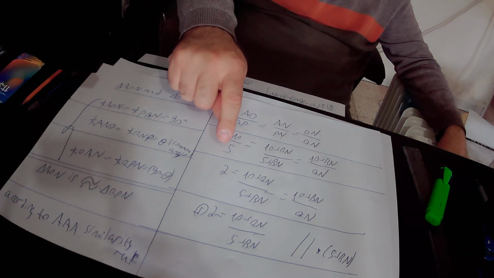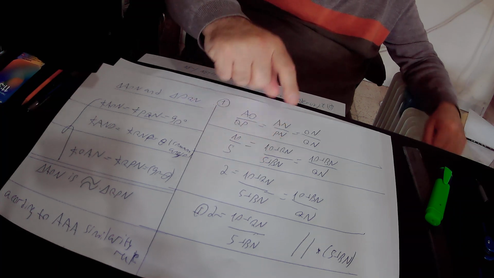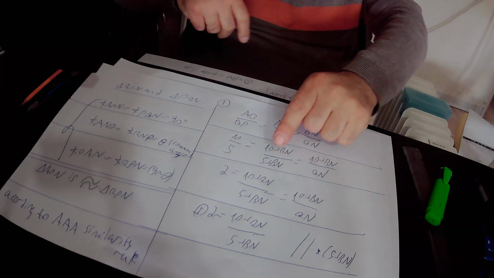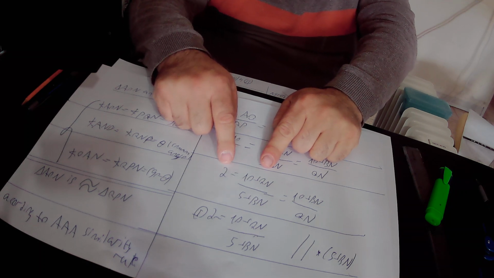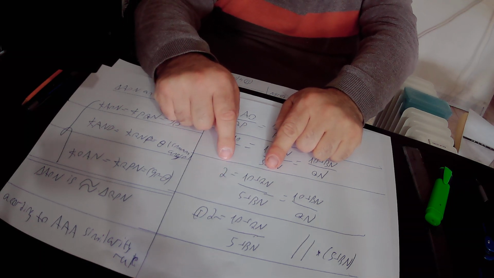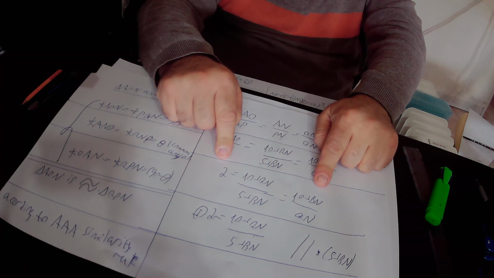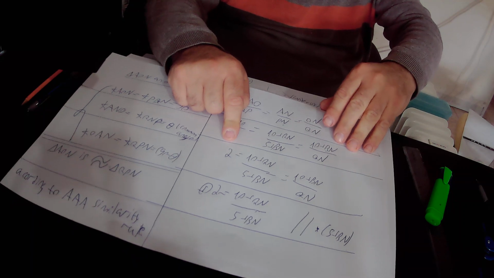10 over 5 is 2, so 2 equals 10 plus QN over 5 plus BN, and it also equals 10 plus BN over QN. Those sides are equal to each other, so we get equation number 1 from these two sides: 2 equals 10 plus QN over 5 plus BN. This is equation number 1. Then we get equation number 2 from the other two sides: 2 equals 10 plus BN over QN.